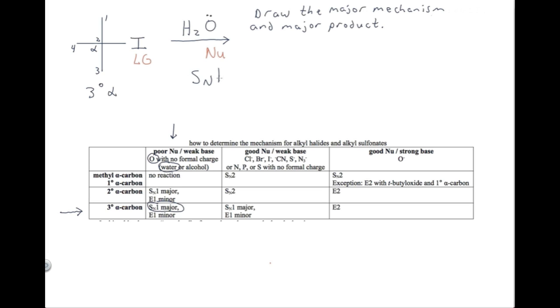Write down the name of the mechanism. E1 is a minor mechanism here, but I meant to write the problem to ask for the major mechanism. So if the problem is asking us for the major mechanism, we'll just focus on the SN1 and not worry about the E1 for the time being.